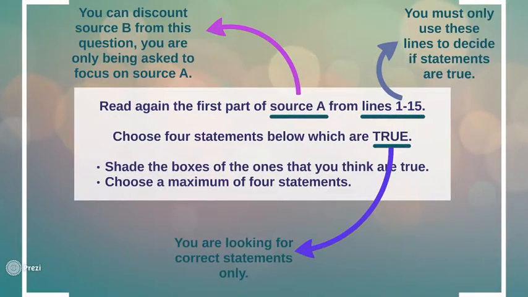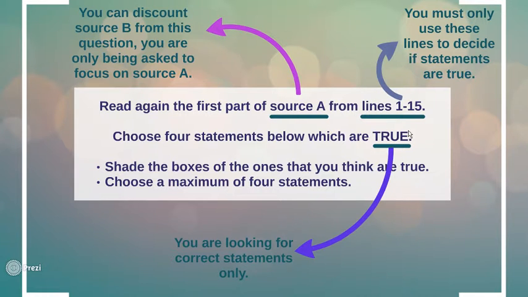So hopefully you did pause the video and hopefully you've underlined some similar things. It says, read again the first part of source A from lines 1 to 15. So key information has got to be source A. You can push source B to one side at the moment, because literally you're just being asked about the first source that you come across.